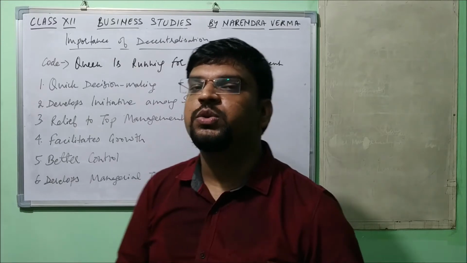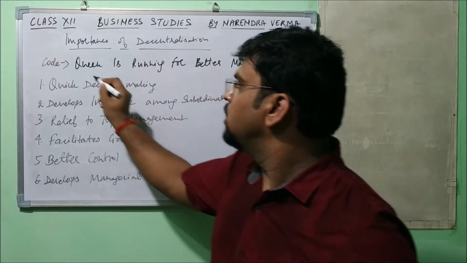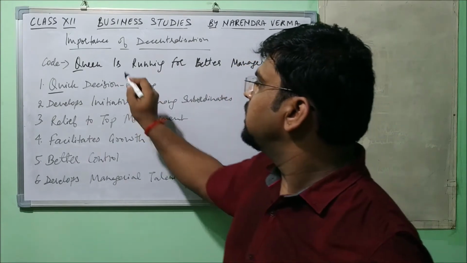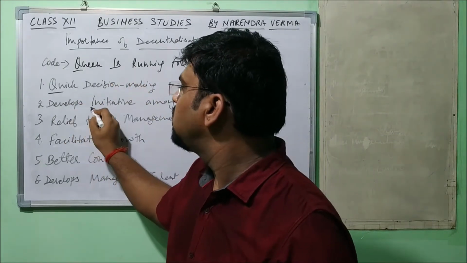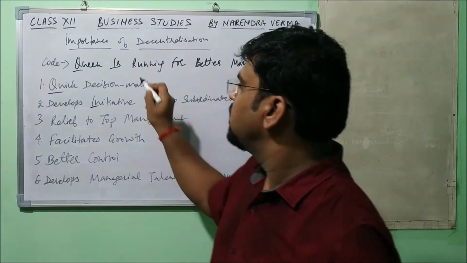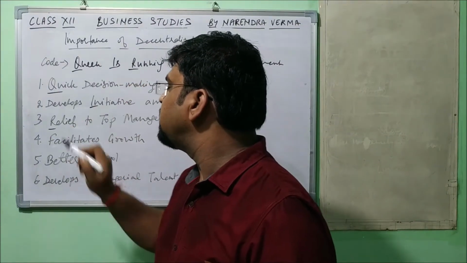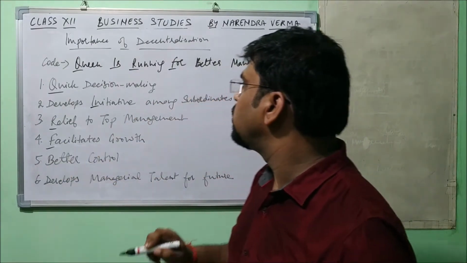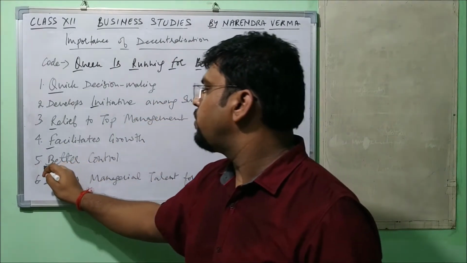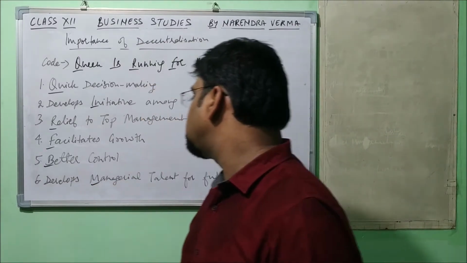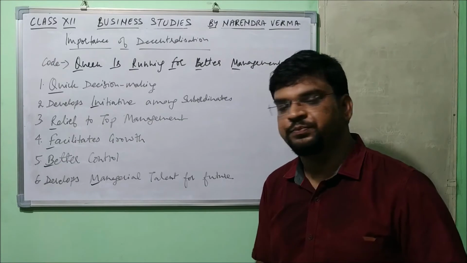So let's see how this code is going to work here. This Q stands for quick decision making. This I stands for develops initiative among subordinates. This R stands for relief to top management. F stands for facilitates growth. B stands for better control. And M stands for develops managerial talent for future.